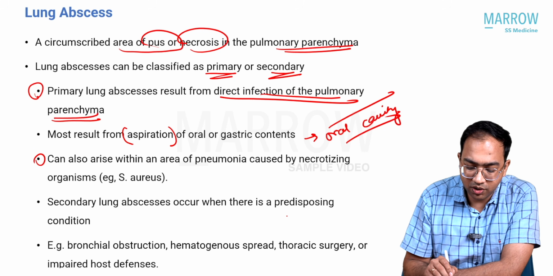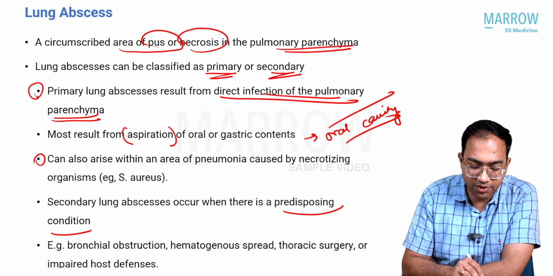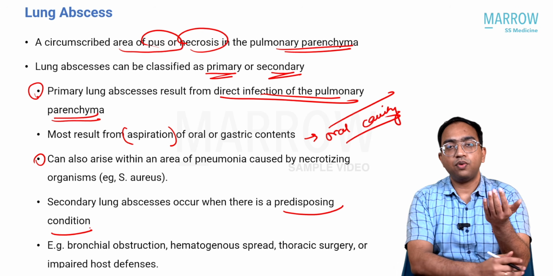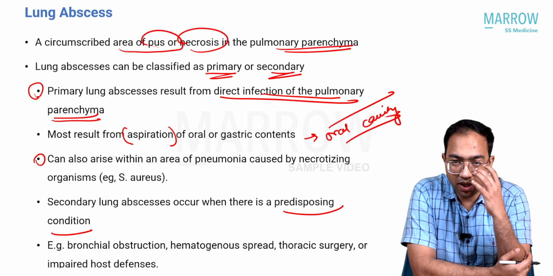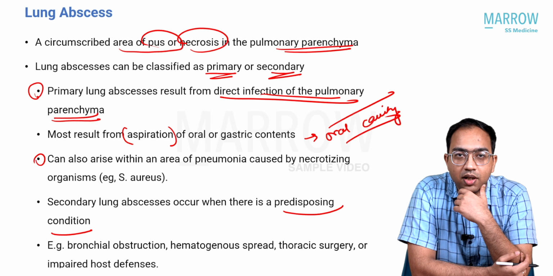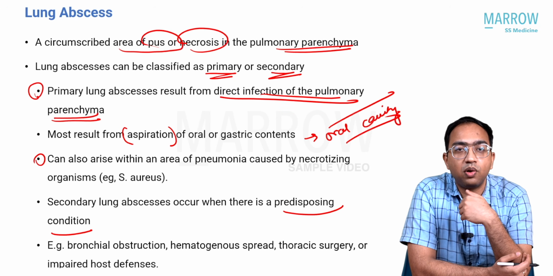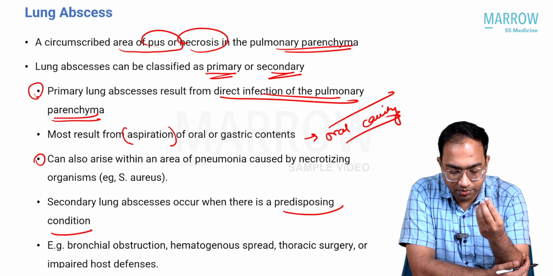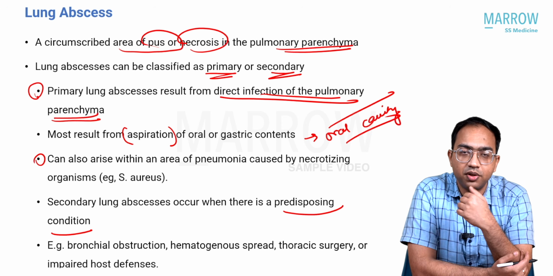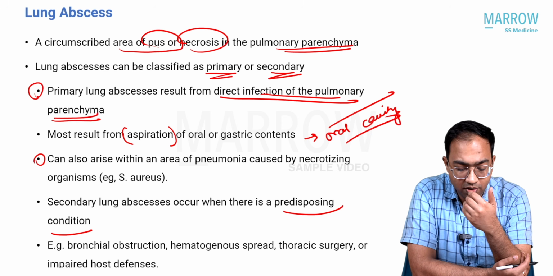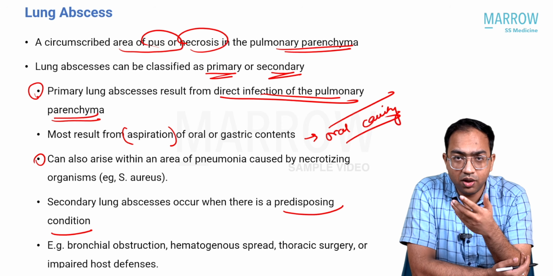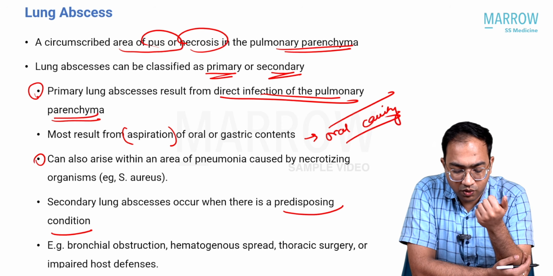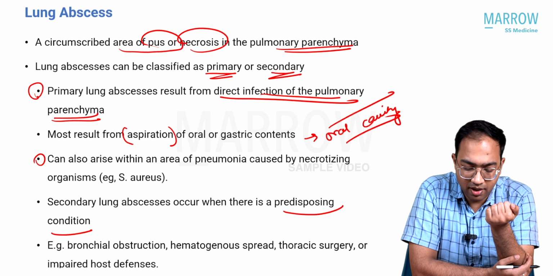Secondary lung abscesses occur when there is a predisposing condition. So, an otherwise normal person coming with this kind of syndrome, it's likely a primary lung abscess. But let's say somebody who already has a malignancy, a bronchial obstruction, or hematogenous spread through bloodstream infection, post surgical, impaired host defenses, that is, immunocompromised host, they are called secondary lung abscesses.